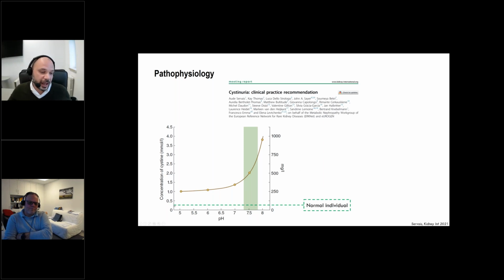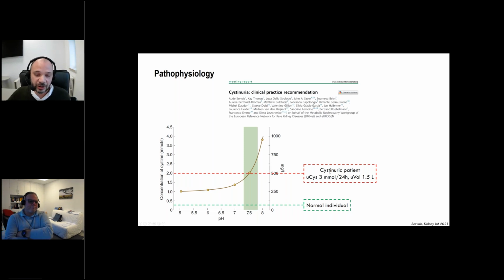So a normal individual will have such a low amount of cysteine excretion that there will never be solid phase passage of cysteine, whatever the urine pH. On the other hand, an average cystinuric patient will have excretions of urine cysteine in the range of about 3 millimoles over 24 hours. That, for instance, in a urine volume of 1.5 liters, means that the concentration of cysteine in urine will be about 2 millimoles per liter, which is much higher than the solubility point across most of the range of physiologic urinary pH, until we get to very alkaline values, about 7.5 or more. And these higher concentrations provide the chemical drive for the formation of crystals.